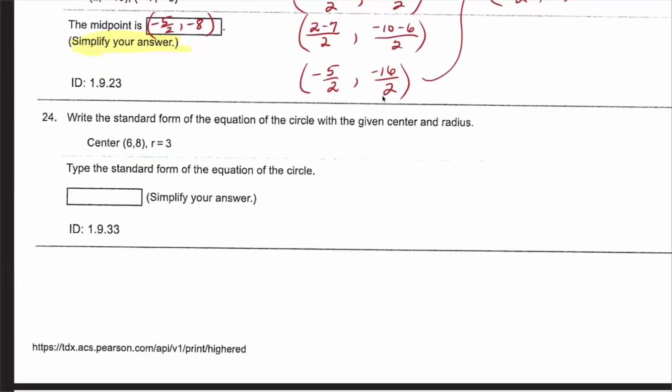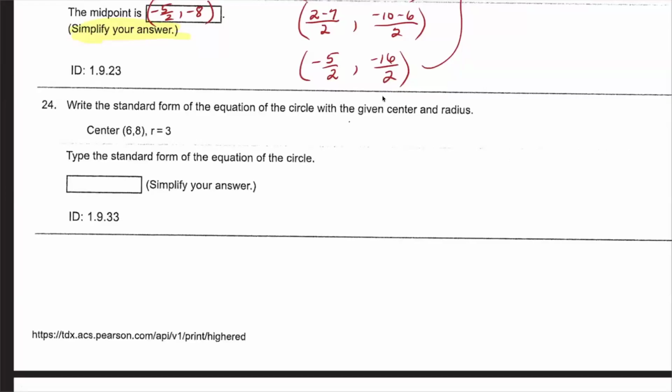Number 24 is center. They're giving you the center and the radius of a circle. Write the standard form of the equation for a circle. So the standard equation: (x minus h) squared plus (y minus k) squared equals the radius squared. The h and the k represent the center.